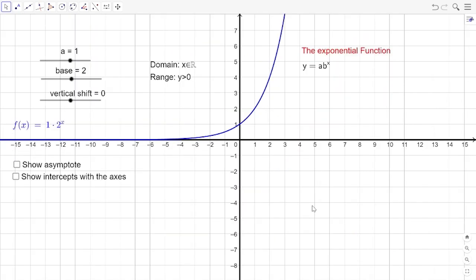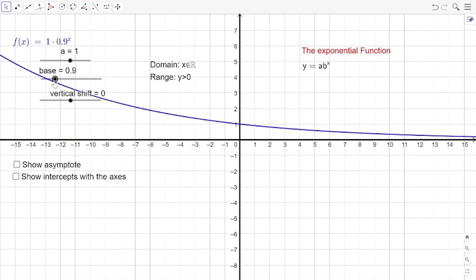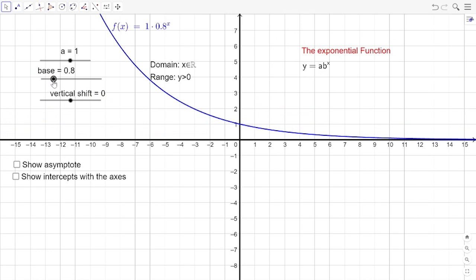Our last function that we're going to look at is the exponential function, and its standard form is y equals ab to the x. b is the base. If the base is bigger than 1, the graph goes uphill. The base is not allowed to be negative or 0. The base is also not allowed to be 1. If the base is less than 1, we'll notice that the graph goes downhill.